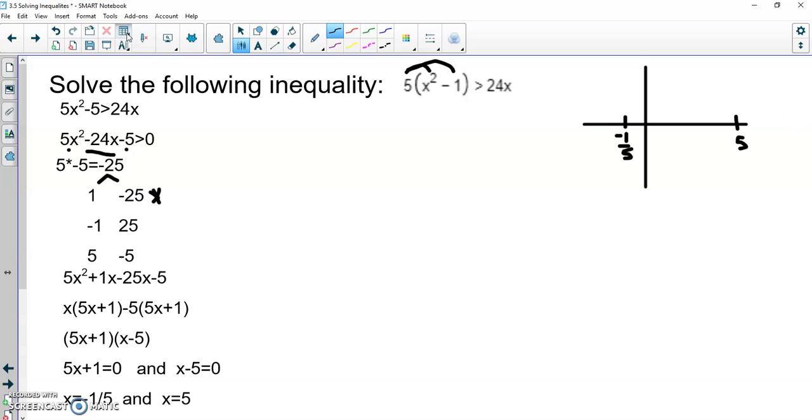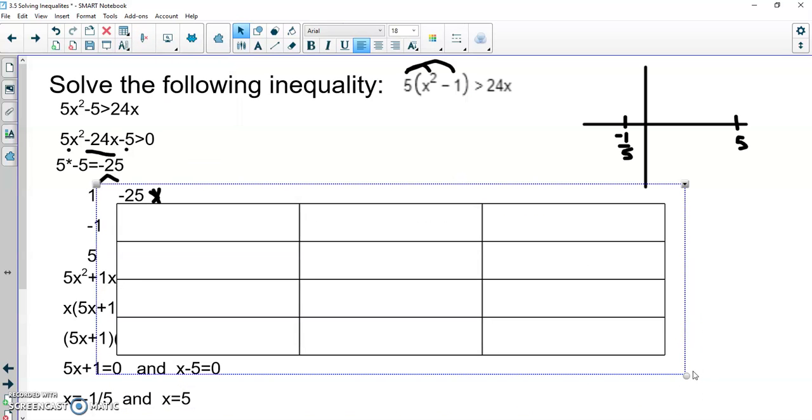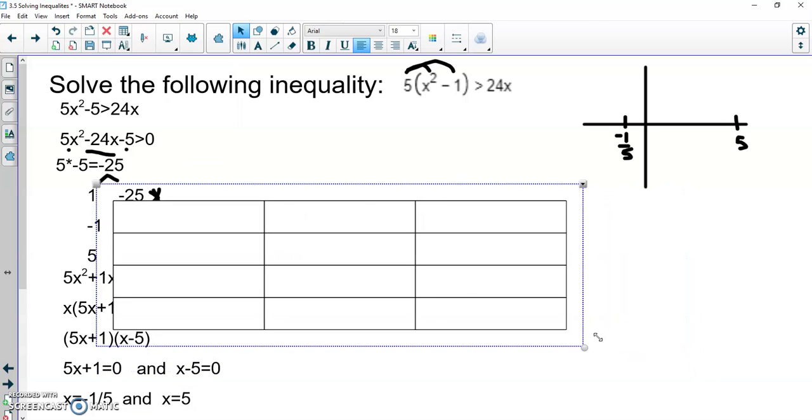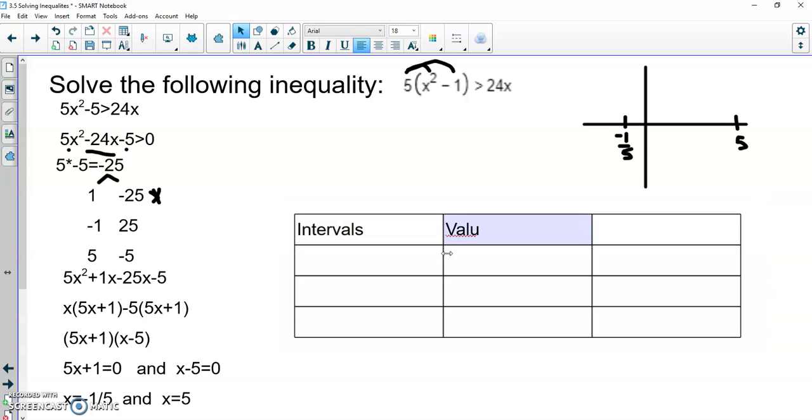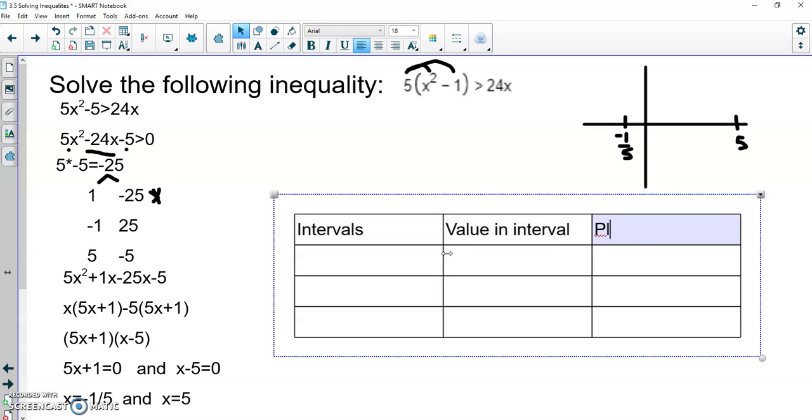So what I'm going to do is look in each of those intervals, and to make my life a little neater and more organized, I'm going to put those intervals into a table, because in each of those intervals I need to find a value, and then I need to plug that value into the inequality.